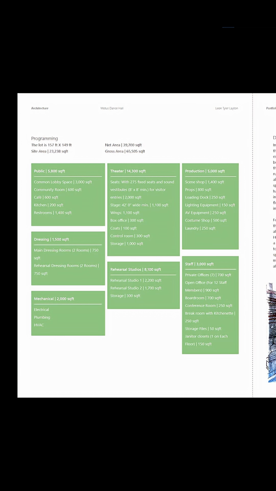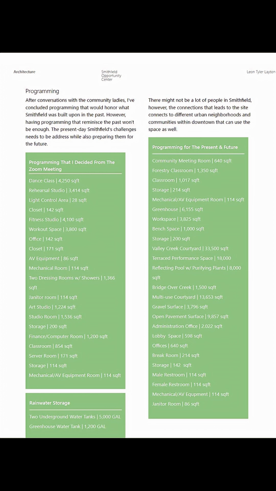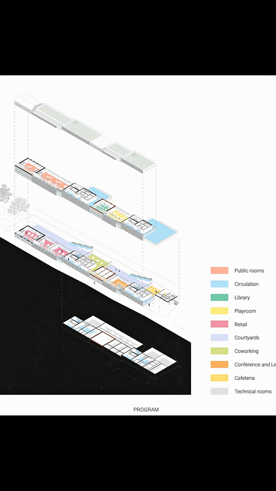Take a look at this particular page. We're listing out every single program that is part of this project. It's just taking up a lot of space without communicating any value. So what should we do instead? We should create a program diagram that gives you a brief overview of the area each program is taking up.